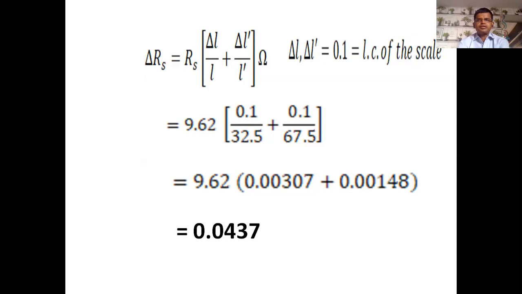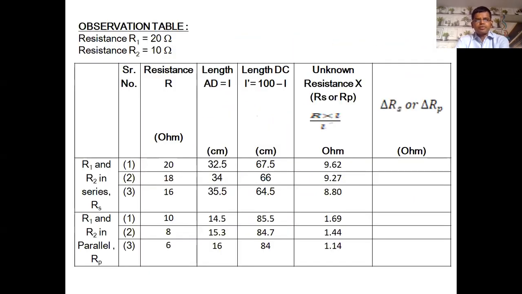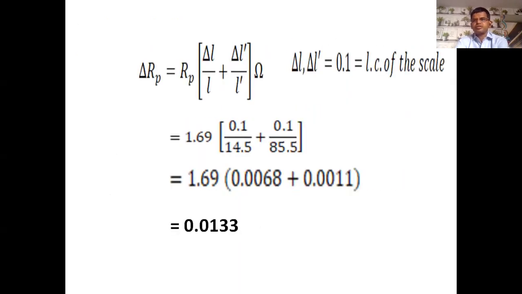Then you try the second and third one, with the same formula. Now delta RP. For delta RP, the same equation, only changing here: the RS is replaced with RP. So RP in bracket delta L by L plus delta L dash by L dash. Again delta L dash is 0.1, the least count of the scale. Now RP, from the first line of the parallel, is 1.69. So we put here 1.69.